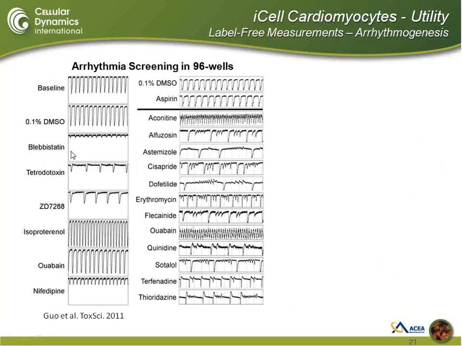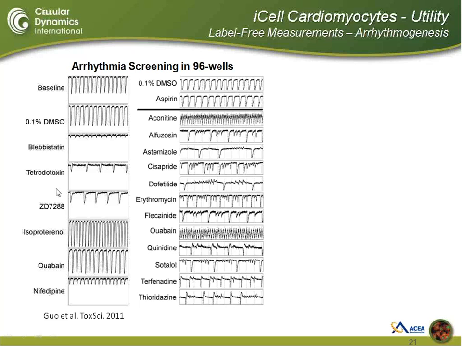Now, this is best exemplified by blebbistatin, which is an excitation-contraction decoupler. So what you see in the Excelligence system is a strong shrinking of the signal, of the amplitude of the contraction strength, when blebbistatin is applied. Whereas if you were to look at this on the MEA, you really wouldn't see much of an effect because you're measuring the electrical activity, which is largely unaffected.